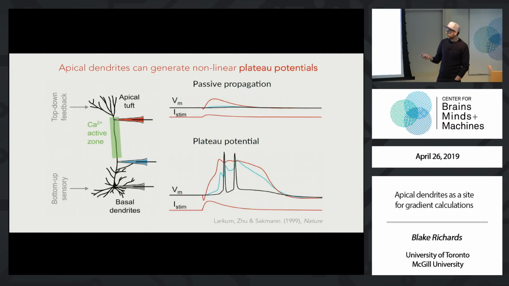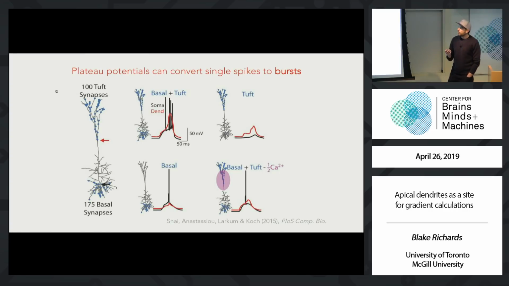And it can drive burst firing in the pyramidal neuron. Now, this burst firing, driven by the plateau potential, is basically a way of signaling that you've got simultaneous basal and apical input. This is something that has been shown experimentally, but also a very nice demonstration of it in an in silico biophysical model by Adam Shai when he was in Christoph Koch's lab.